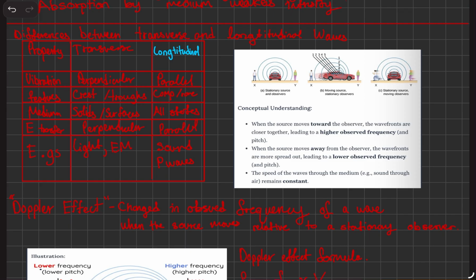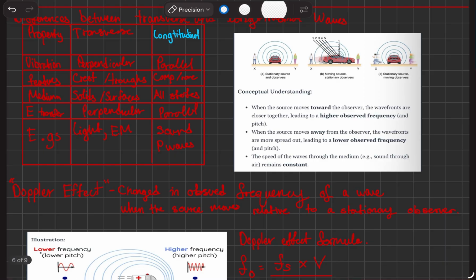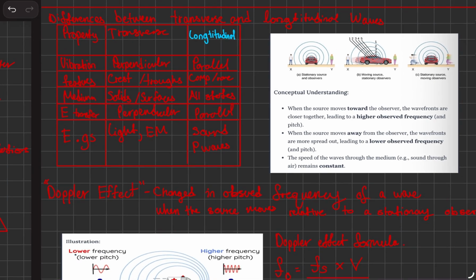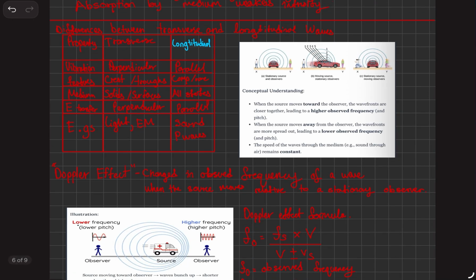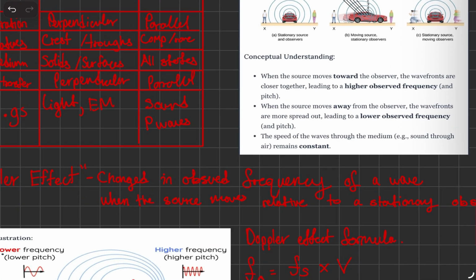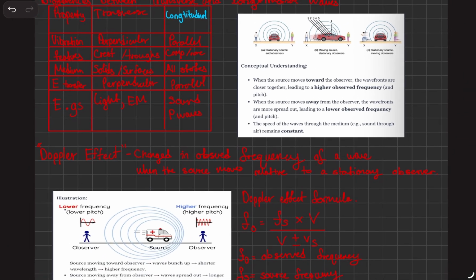So energy transfer is the same as, let's say, the vibration of the particle here. Both of these are perpendicular to each other, whereas these are the same because they're parallel. Examples of transverse waves include light and electromagnetic waves. Now, longitudinal waves, examples of them are sound waves and P waves.